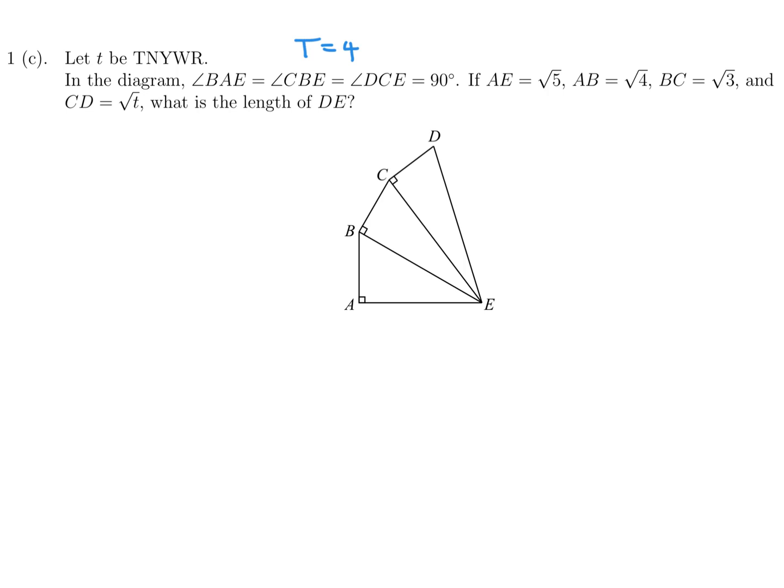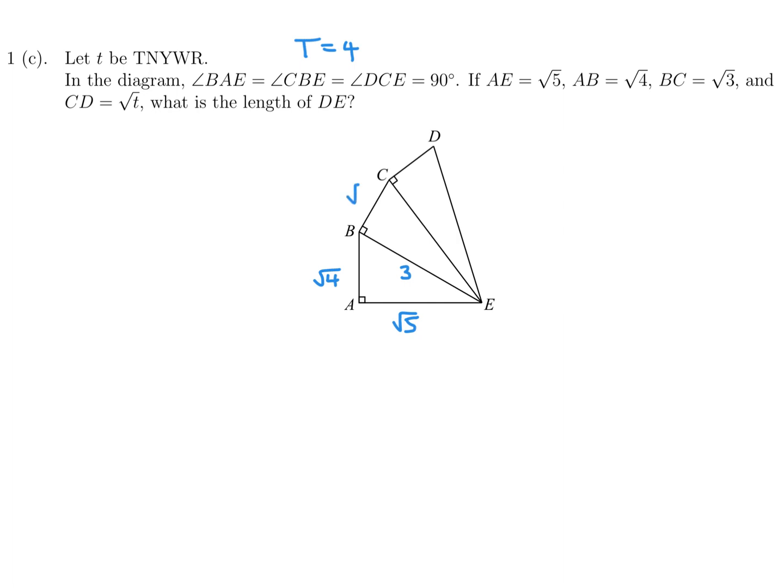In the diagram, angle BAE is equal to angle CBE equal to DCE, which is 90. AE is root 5, AB is root 4, BC is root 3, CD is root 4, I should say, since T is 4. What is the length of DE? Alright, so this is a chain of Pythagorean theorems here. So this is root 5, this is root 4. You can use Pythagoras to figure out BE, it'll be 3. And you guys know how to do that. I don't need to walk you through Pythagoras.